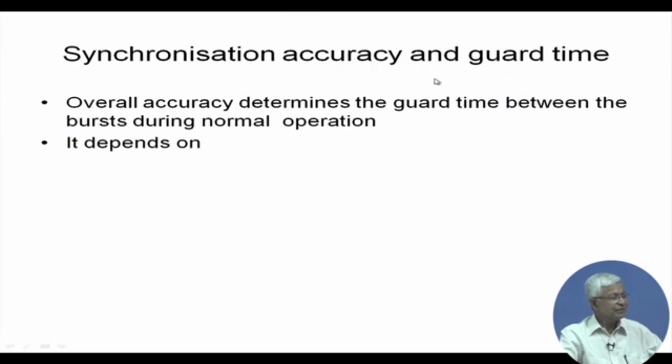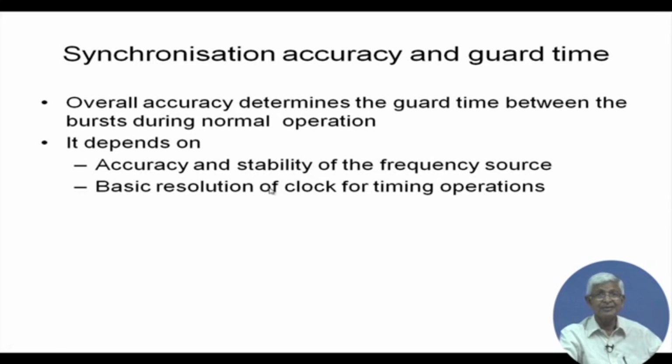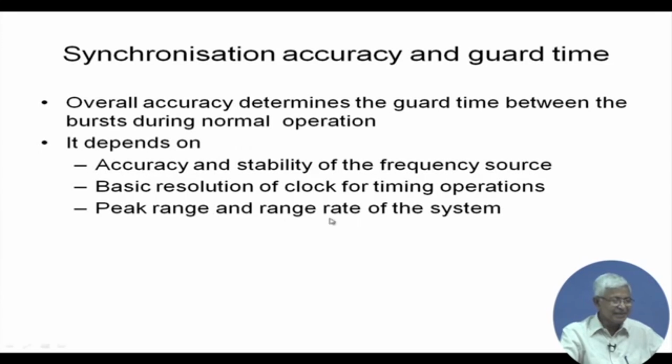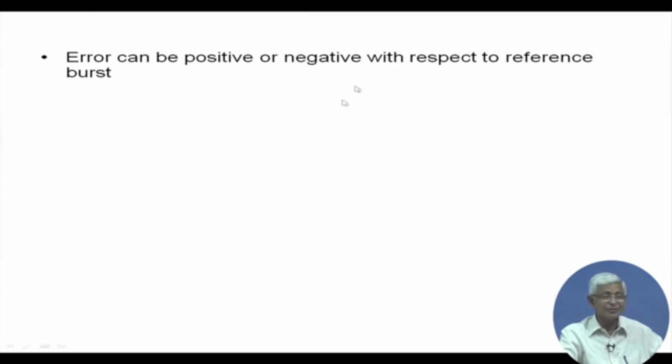Now, synchronization accuracy and guard time: you have to design the guard time. Overall accuracy determines the guard time between two adjacent bursts during normal operation. It depends on the accuracy and stability of the frequency source, and then the basic resolution of the clock or the timing operation. Resolution of the clock also comes into picture, and then the range and range rate of the system, maximum of that, and then the circuit jitter, clock jitter. If there is a switching time delay variation, these are very high speed logics. So, all these contribute to the error, and the error can be positive or negative with respect to the reference burst.